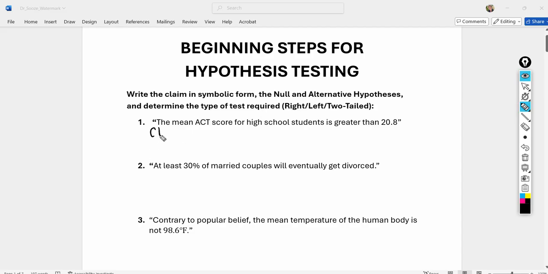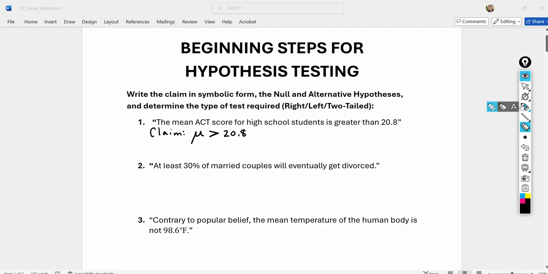So let's write down what the claim is here. Here's the claim in English. Let's write it in symbolic form. The mean ACT score. I have to use the symbolic form of mean, and for a population, make sure you write mu and not X bar. So the mean ACT score for high school students is greater than 20.8. There is my claim written in symbolic form.